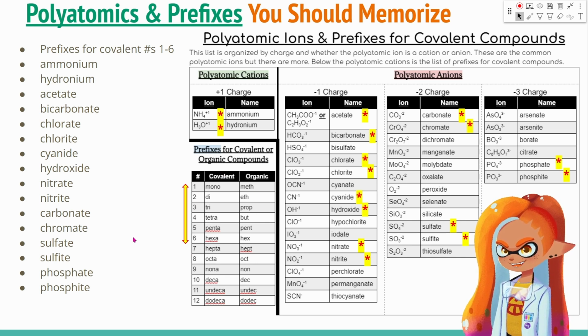You don't really need the organic. It is nice to know for future classes. That isn't this class, but you can know them if you want. You'll sometimes see problems where they say like ethane or something, and you'll be like, oh yeah, eth is 2. So like that kind of stuff is handy. But yeah, so make sure to memorize what you need to memorize.